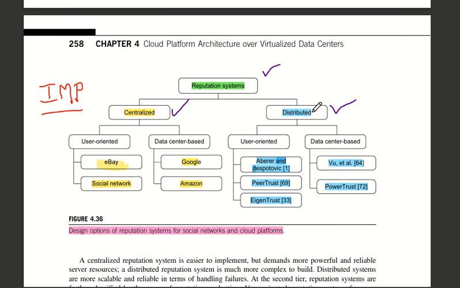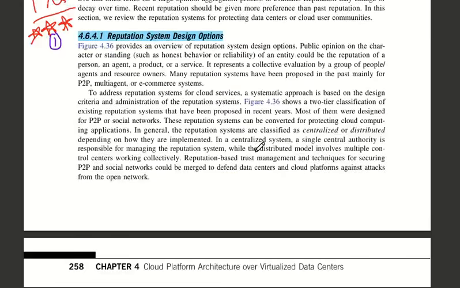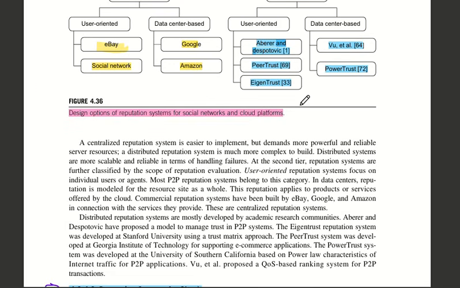Likewise, in the second one, the distributed reputation system, it is classified into the same two types: user oriented and data center based. In the user oriented, there are PeerTrust, EigenTrust and others. In the data center based, there are others like PowerTrust. So you just practice this diagram and explain with this figure.